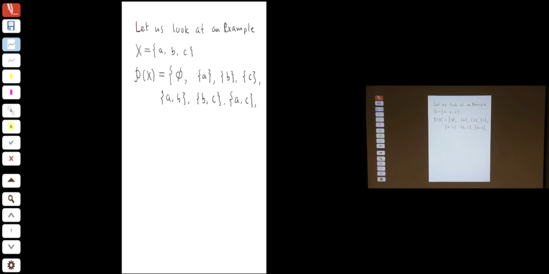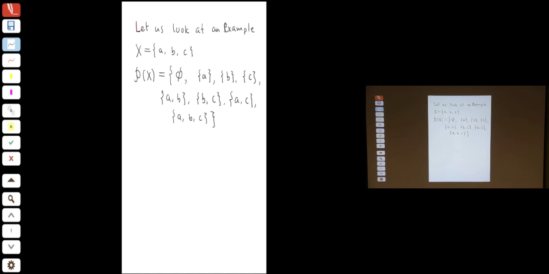Now there's one more set, which is the 3-element subset, which is X itself, {A, B, C}. Right? So we exhaust the 1-element, 2-element, and 3-element subsets. Do we have more? No, because X itself only has 3 elements. A subset cannot have more. So that's the end of the power set. So the power set has 8 elements, right?